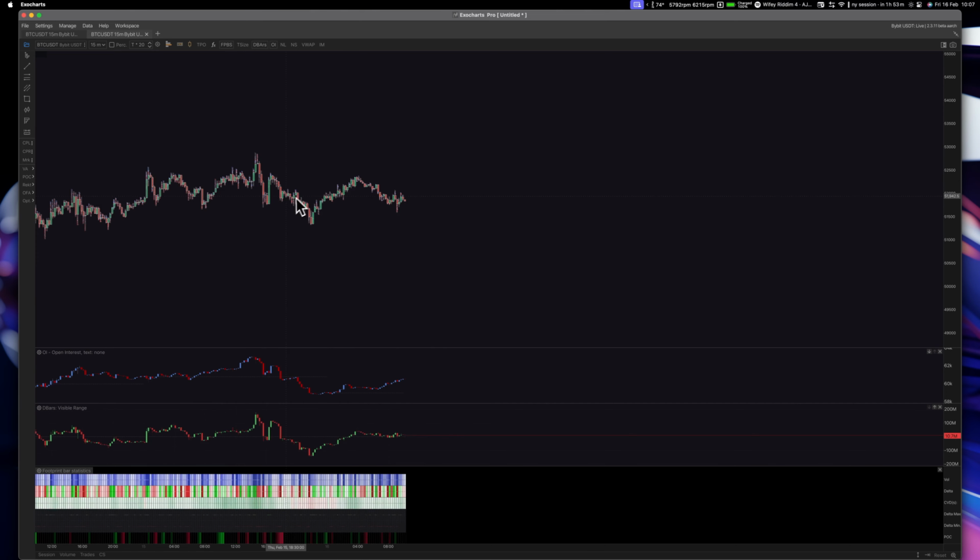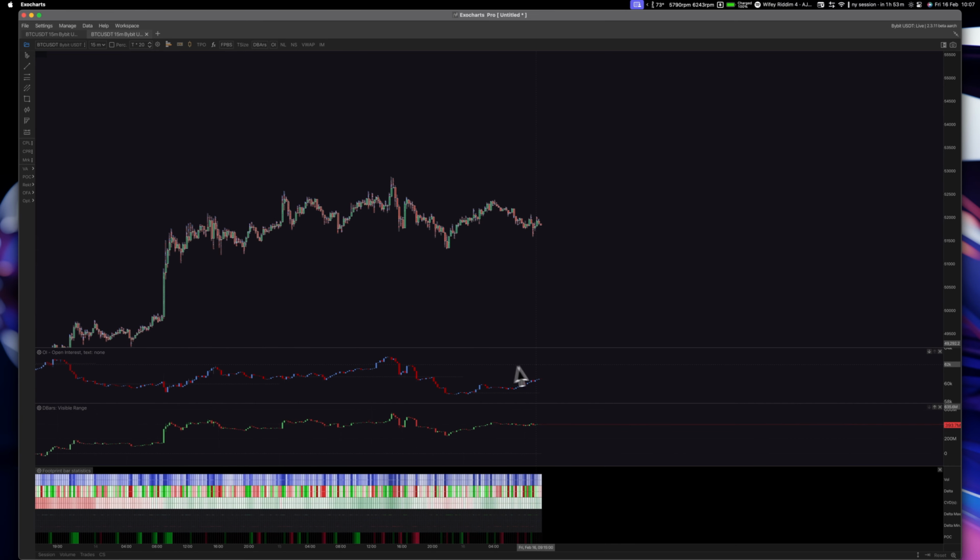But generally, for example, if we were going to see a massive increase in new short positions here, so a massive open interest increase and a massive decline in delta, then I would personally be favoring a move to the upside, especially if it was able to hold above 53k.